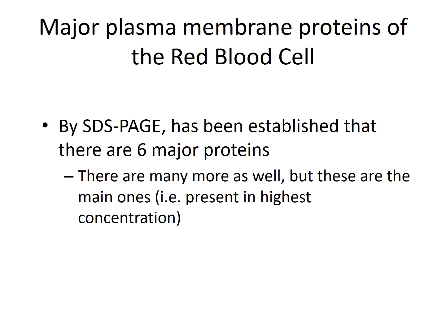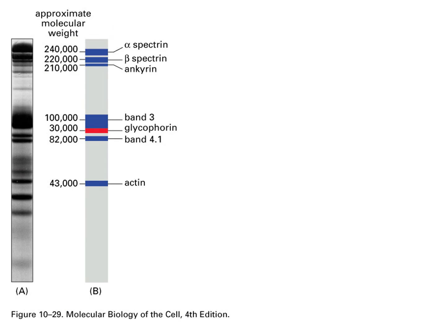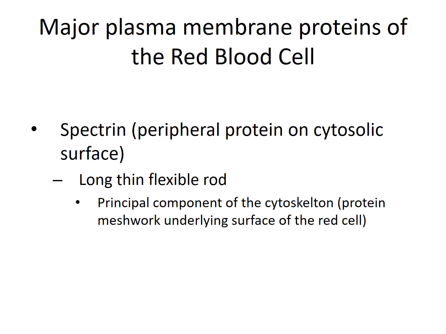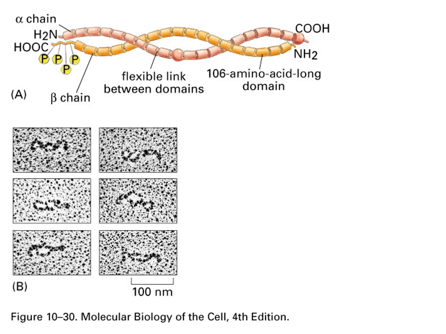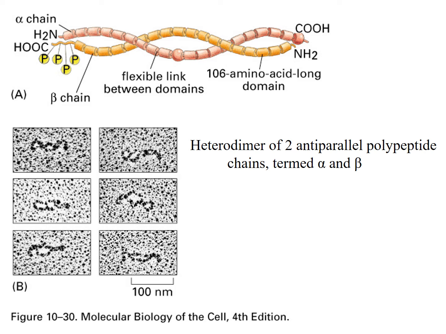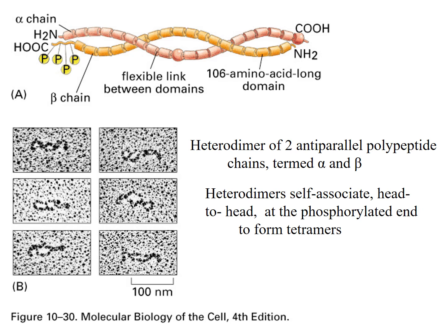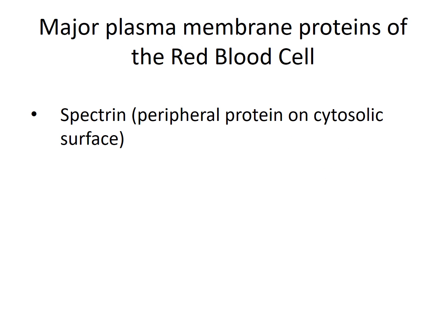There were 6 major proteins, many more, but those are the 6. Spectrin, anchored, here's spectrin, a long flexible rod, dimer, we talked about that. Here it is, the structure, a heterodimer, 2 anti-parallel peptides, alpha and beta. They self-associate, they interact head to tail, and you can see what it looked like.